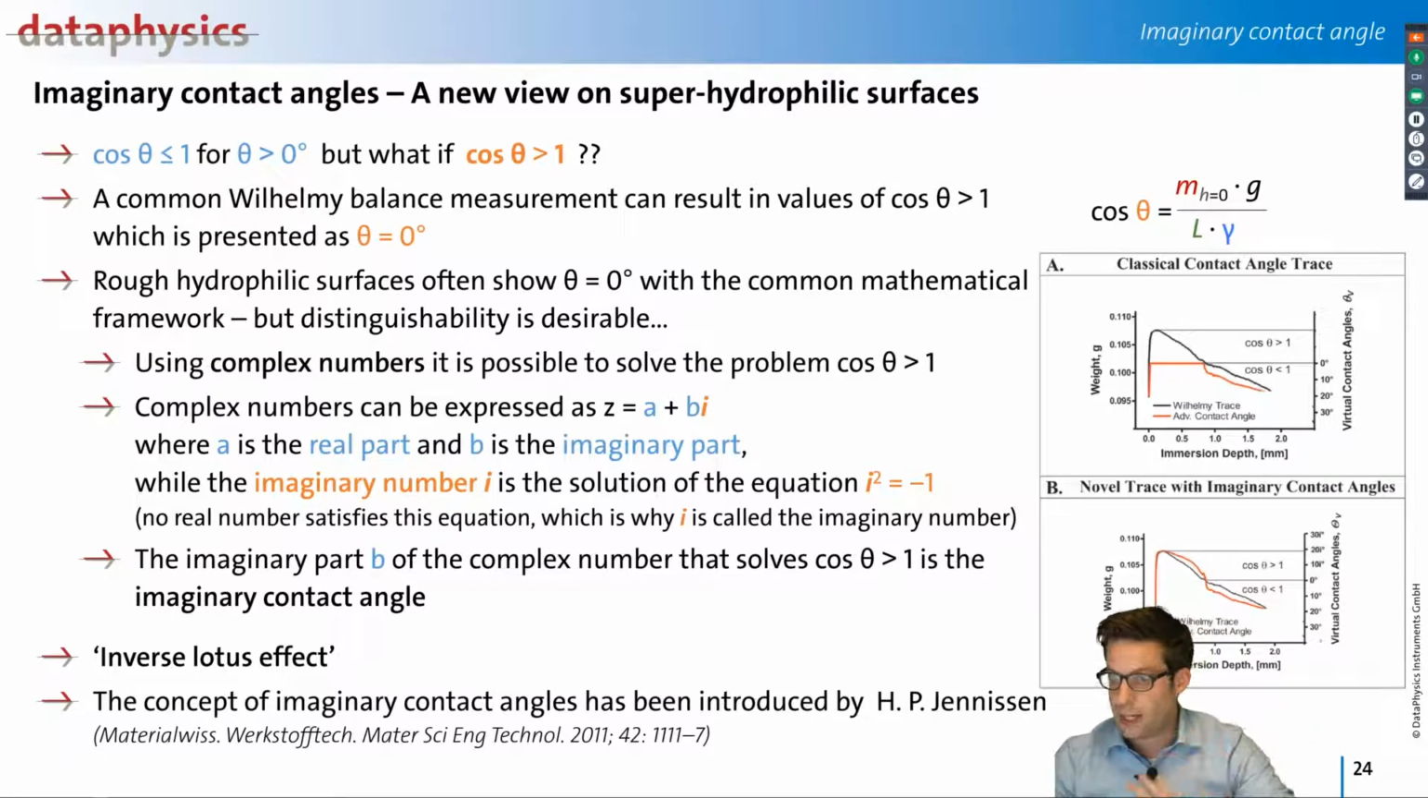So imaginary contact angle, really very simple. The higher the I value, the more hydrophilic is your material. The scale here just continues.